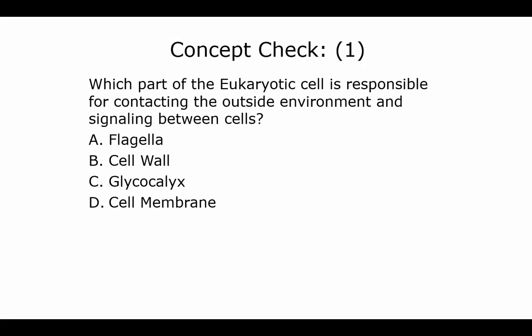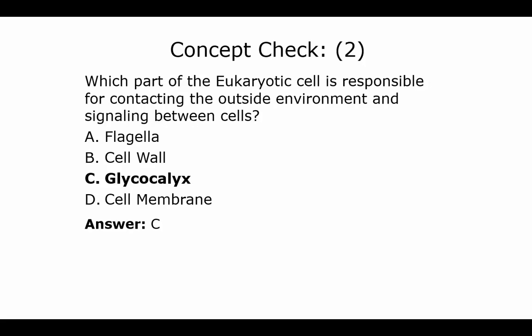Our first concept check question: which part of the eukaryotic cell is responsible for signaling or contacting the outside environment and signaling between cells? Would it be the flagella, the cell wall, the glycocalyx, or the cell membrane? Think about what's in contact with the outside environment. The glycocalyx.